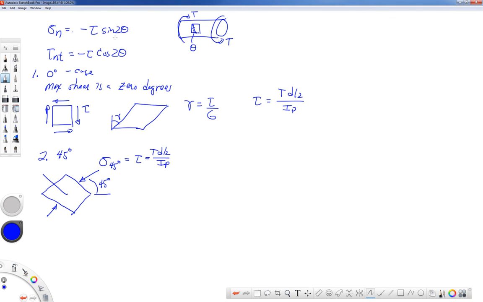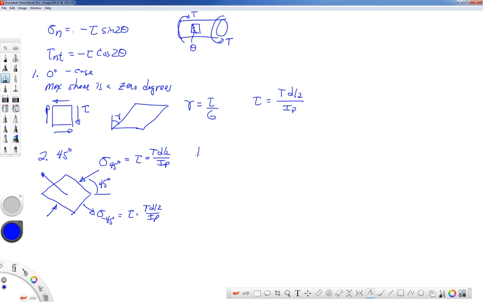If I go minus 45 degrees, the sine of minus 90 is minus 1, so I have tension in these two directions. Let's see, I need to put a minus sign here. Well, I'm putting the magnitude, so I don't need that. I have to be a little bit careful here. Since I drew the arrows in, I don't need the minus sign. But at minus 45 degrees, the magnitude is also tau. Torque times the diameter over 2 divided by the polar moment of inertia. And these are the maximum normal stresses for a bar in torsion.